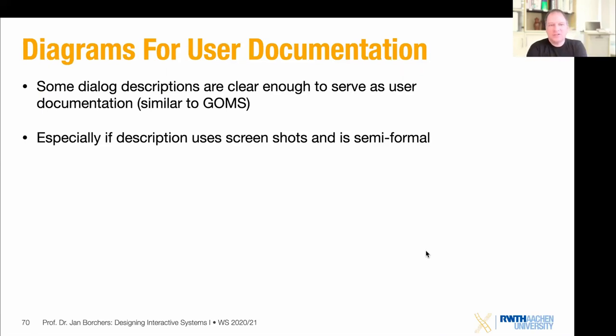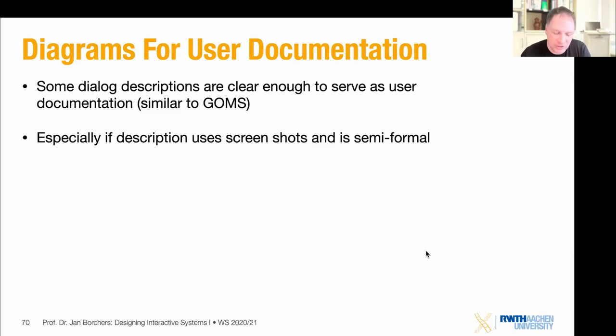Lastly, let's assume we've done a good job at modeling our user interface as a diagram, or in language form, whatever, any of these formal notations that you've learned now. We can also use this as a good starting point for documentation, similar to how we talked about this already with the GOMS model. This is especially true if your description uses screenshots, your state diagram to illustrate where we are, and if it is a bit more semi-formal.